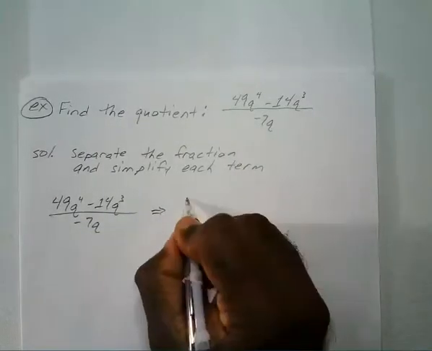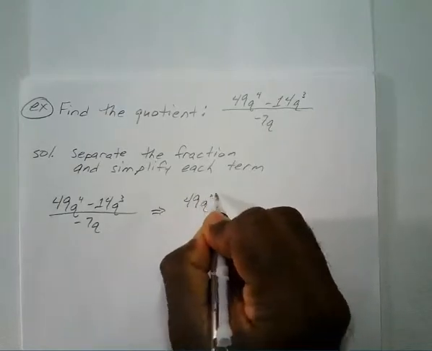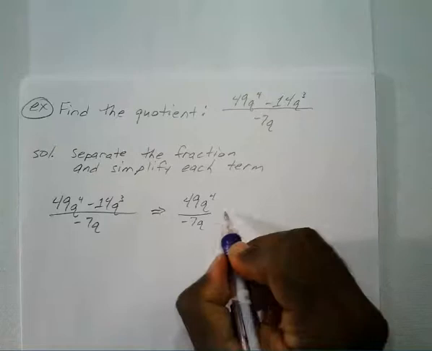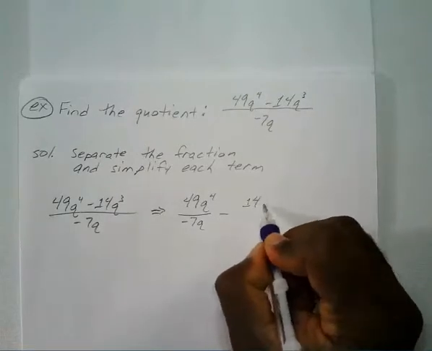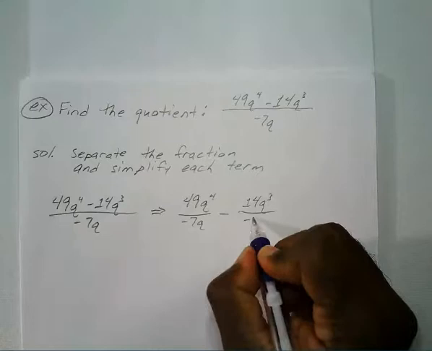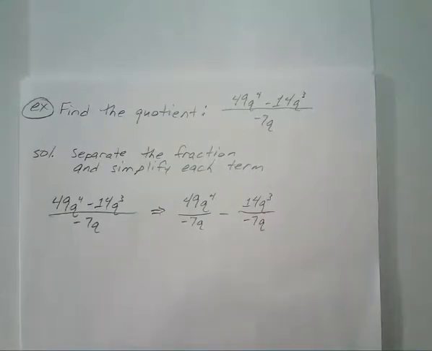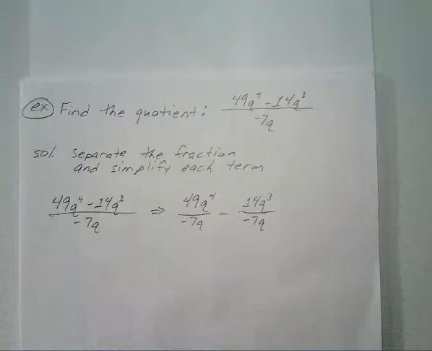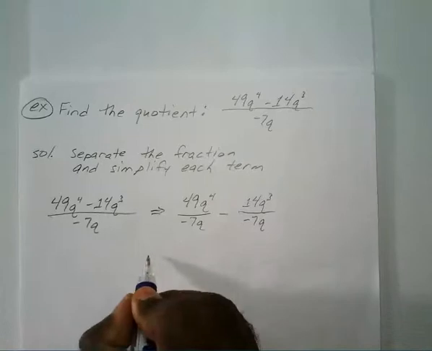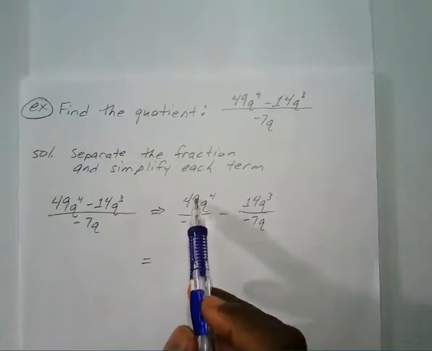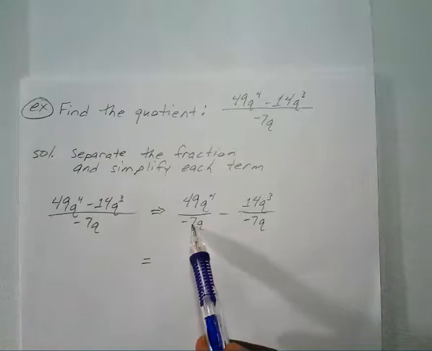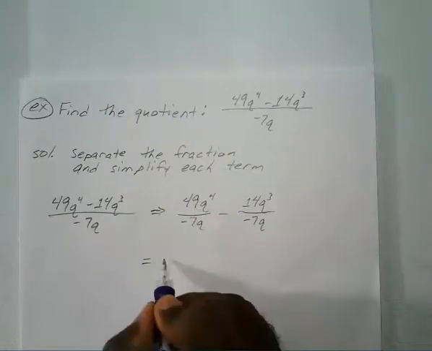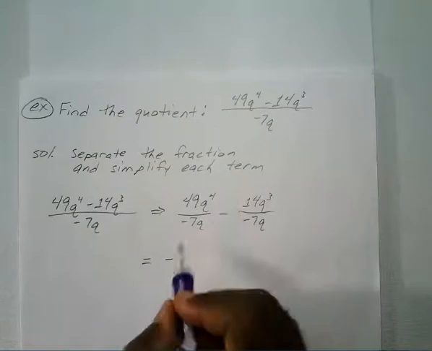So our 49q to the fourth power minus 14q to the third power all over negative 7q just becomes 49q to the fourth power over negative 7q minus 14q to the third power over negative 7q. All we did was separate the numerator by giving each term the same denominator. Now we just simplify each term. First we simplify the numerical values. 49 divided by negative 7: positive divided by negative is negative, and 49 divided by 7 is 7.